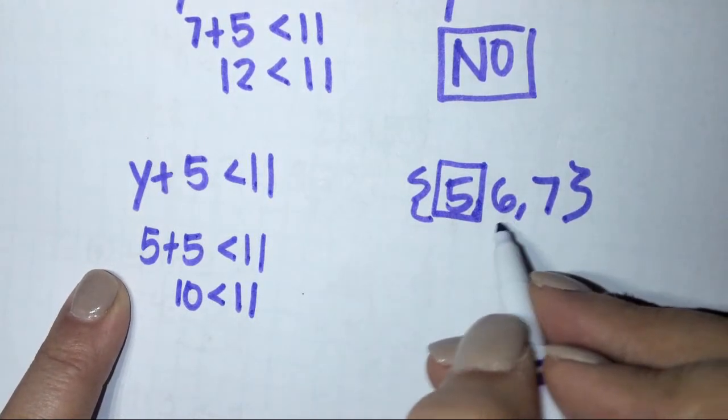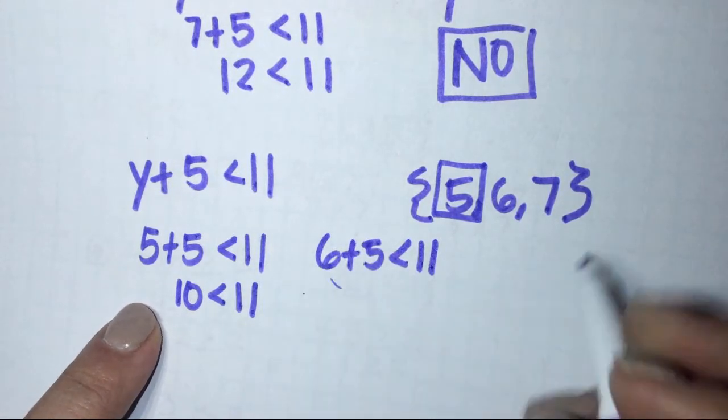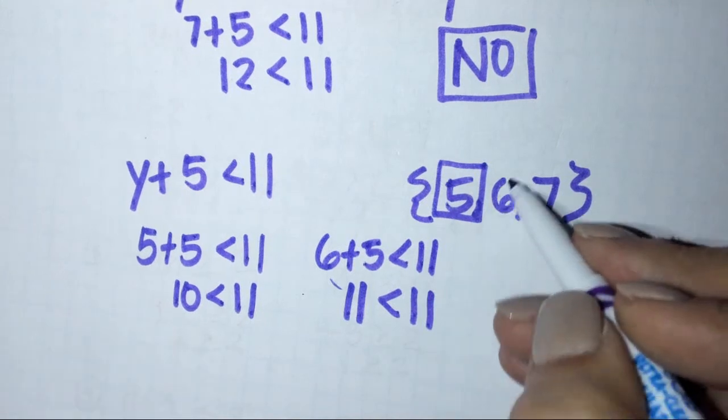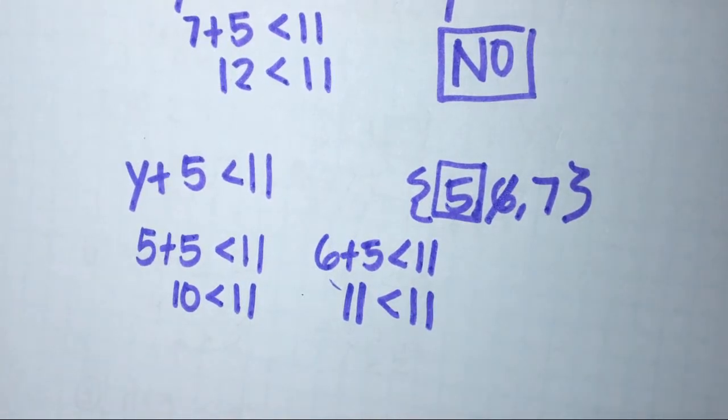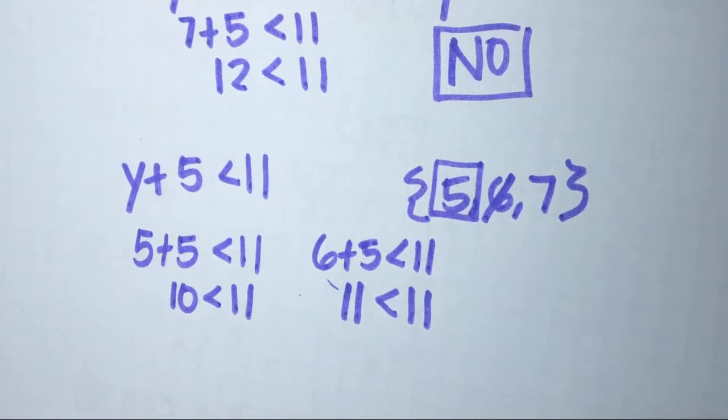All right, I'm going to go to my next one. 6 plus 5 less than 11. What's 6 plus 5? 11. Is 11 less than 11? No. Now, do I have to test 7? No. Why not? Because you already did that. How did I do that? You already found out that if it goes higher, it's going to go over. Exactly. Well, you could have more than one. So don't think you've already found the answer, because you could have all 3 be solutions.